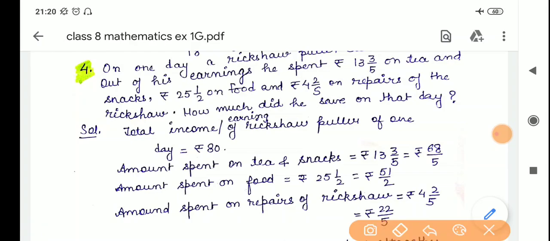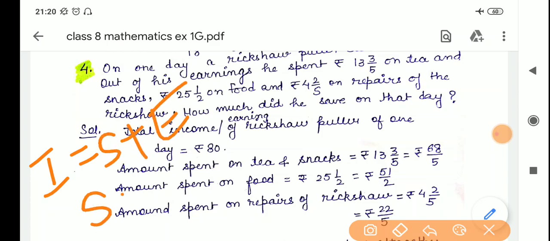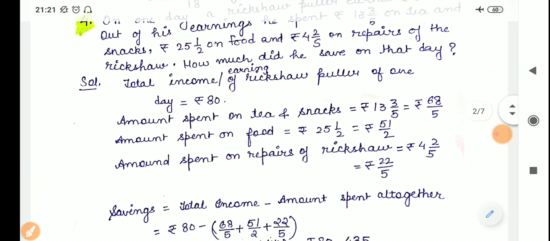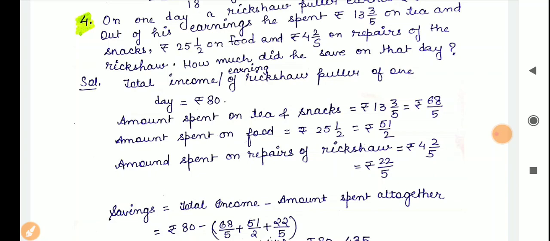So the formula of finding the saving is, directly or indirectly, the same. Income is equal to saving plus expenditure. So if we want to know the saving, then it is income, what is the earning, minus expenditure, whatever we have spent. So here the question is asking about the saving. We will apply the formula income or earning minus expenditure. Clear? So proceeding with the question, whatever is given, first of all we will write it.